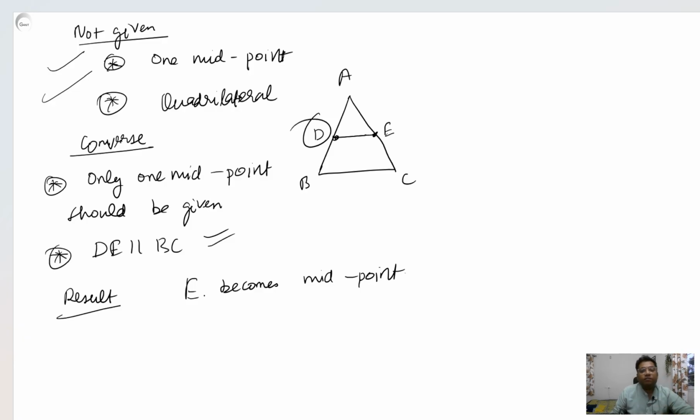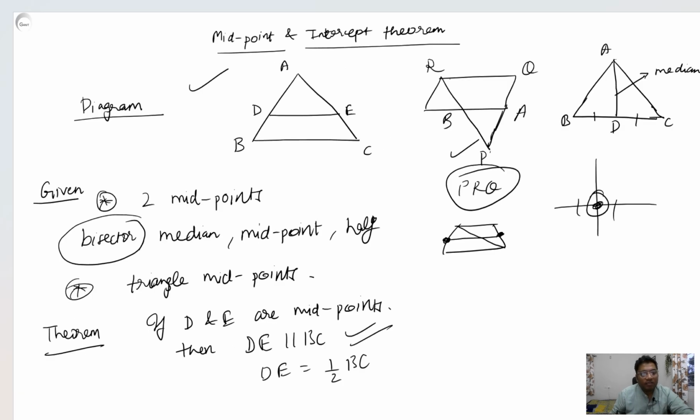And when E becomes midpoint, then a whole lot of midpoint theorem comes into play. When D was already given as midpoint, E became a midpoint as a result of the converse. That means both D and E are midpoints now. And that means you can easily say that DE will also be equal to half of BC, which is something similar to the result of the midpoint theorem.